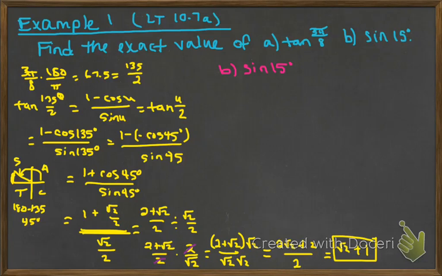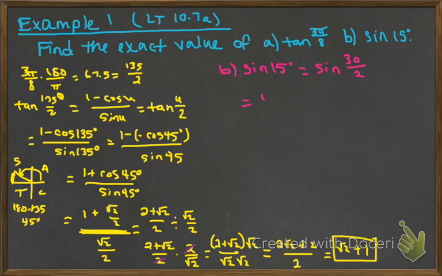So now let's look at part B, the sine of 15 degrees. So this one I think is a little bit easier, because I can think right off the top of my head that 15 is the same thing as 30 divided by 2. So then my u value is going to be 30. So then I go ahead and use my equation.